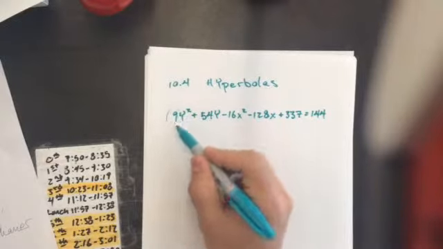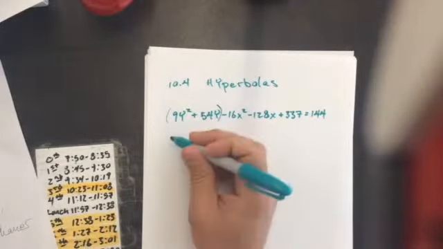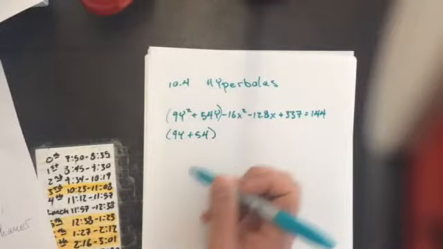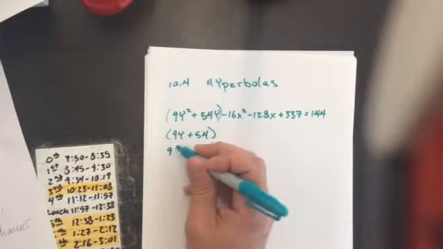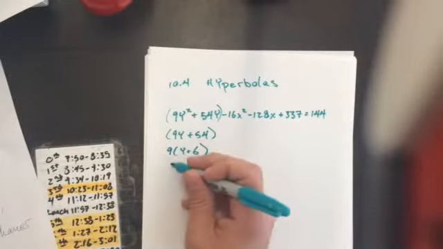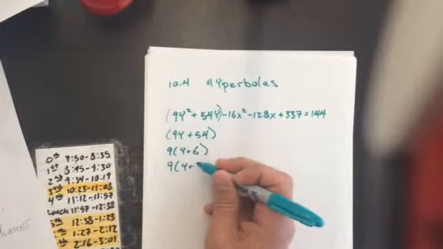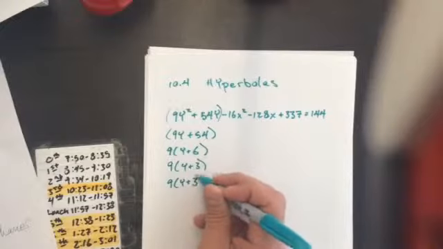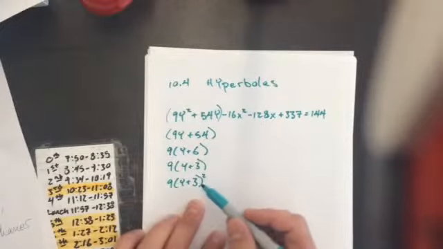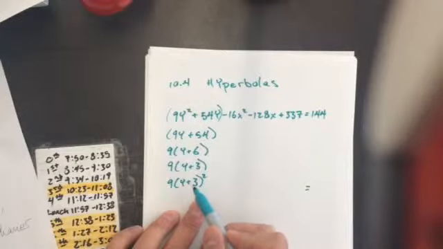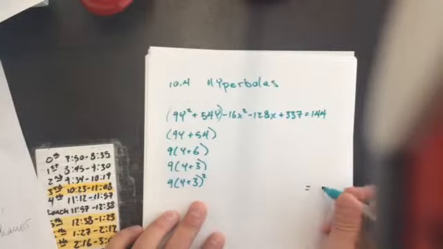The first thing I'm going to do on this one is I'm going to group the y's. I'm going to drop a y from each one. I'm going to factor out the 9. I'm going to divide by 2. I'm going to square it. When I square this, I've added a number to this side of the equation, so I have to add it to the other side of the equation. 3 squared is 9, times 9 is 81, so I'm going to add 81 to the other side.